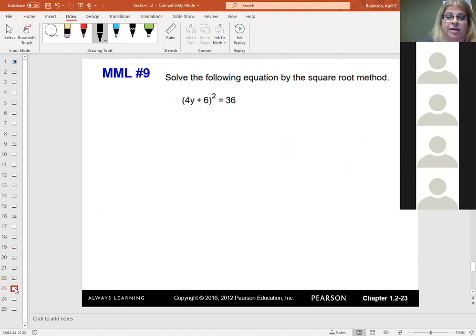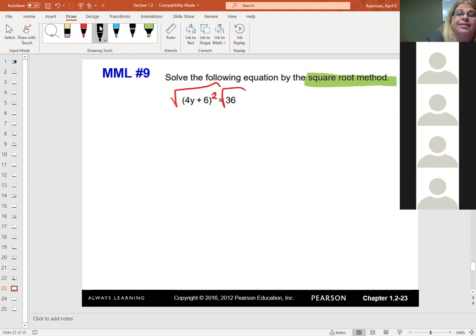Let's go do more of them then. That was all the factoring stuff. Now we're back to just using the square root method. These are much easier. All I have to do, since you have this x squared thing by itself on the left, is square root it off. I've got a 4y plus 6, all of that squared.